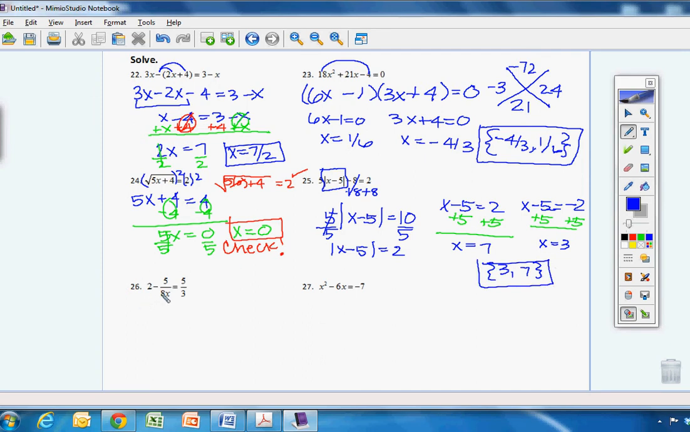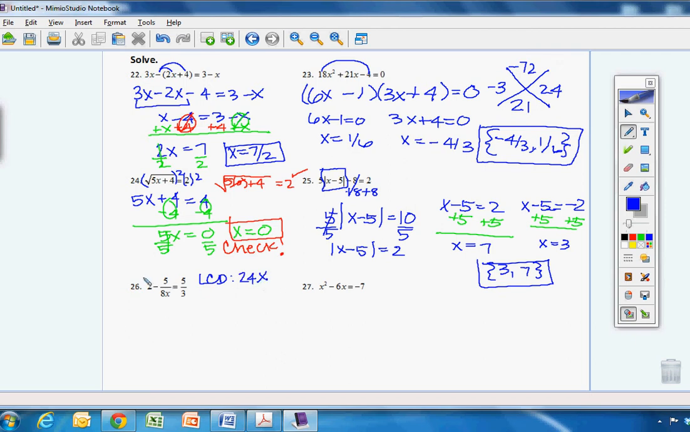All right, so number 26. Lovely rational problem. We want to get rid of that denominator, okay? So if we can find an LCD, we can cancel that out and make our lives much easier. So I have to figure out 8x and 3. All of these have to go into the same value. So I know 8 and 3 can go into 24. So our LCD is actually going to be 24x.